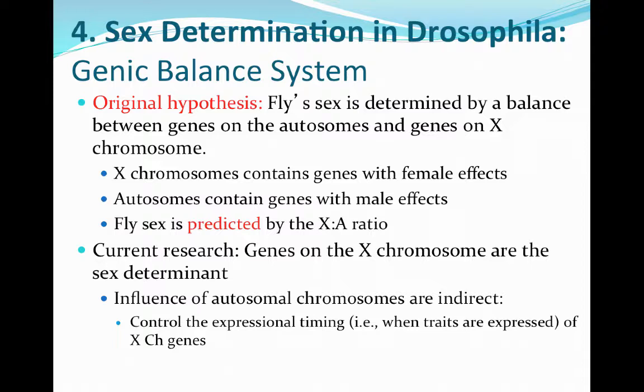So more current research had actually determined that genes on the X chromosome are the sex determinant. So they influence the autosomal chromosomes a little bit, and so the effect of those autosomal chromosomes are very indirect when compared to the genes that are being expressed on the X chromosome. So what ends up happening is there's a control of expressional timing. So there's going to be a very specific time when the X chromosome genes are actually going to be expressed and upregulated to go through transcription and translation.